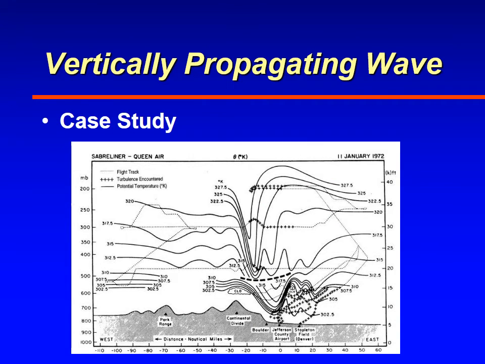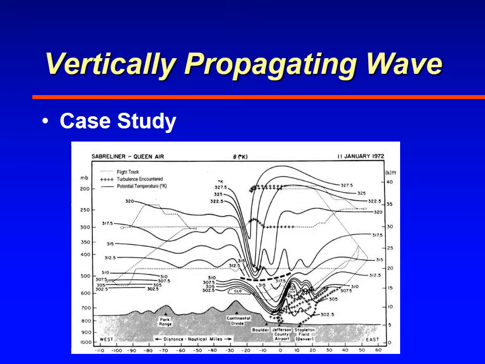Here's an example from a 1972 research project where they were flying wave with several aircraft. And this is a vertically propagating wave that they experienced at high altitude. You're looking at 200 millibars. Up at 200 millibars, you still have wave, and 200 millibars is approximately 40,000 feet, 39 or 40,000 feet.